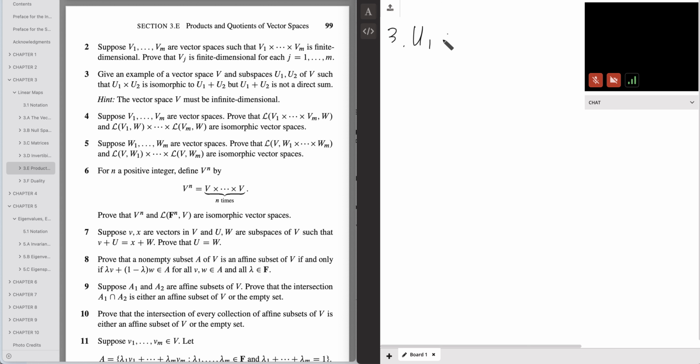Okay, so give an example of a vector space V and subspaces U1, U2 of V such that U1 cross U2 is isomorphic to U1 plus U2, but U1 plus U2 is not a direct sum. Oh boy. Yeah, and V must be infinite dimensional. Okay, there we go. Yeah, that's terrible. I can already sense this is going to be terrible.